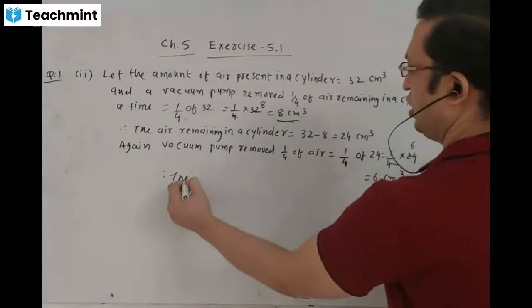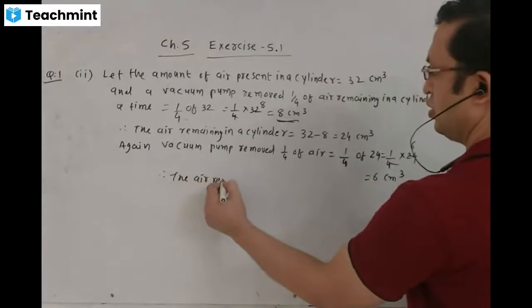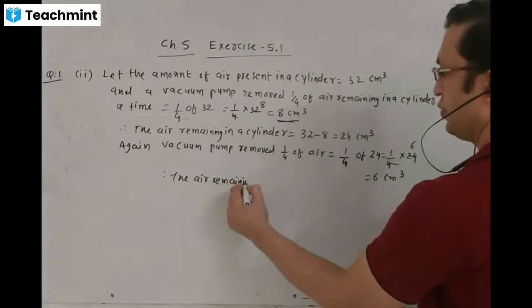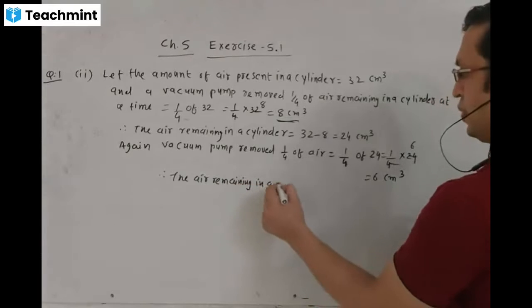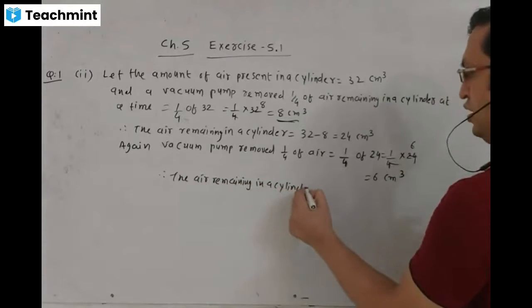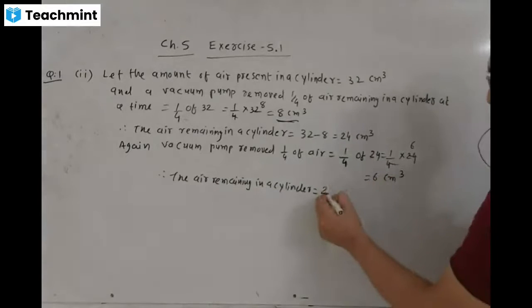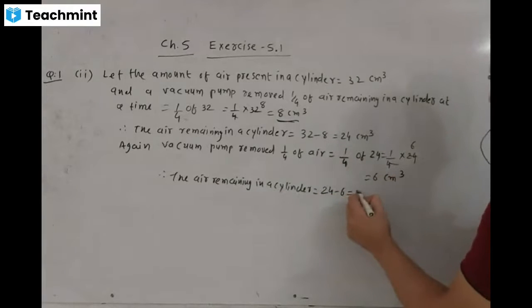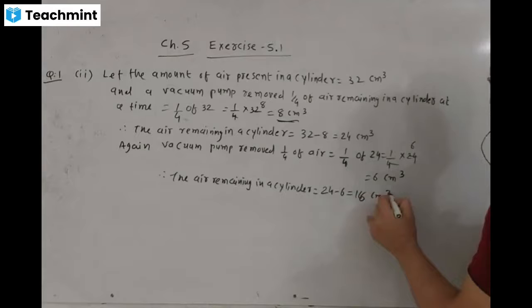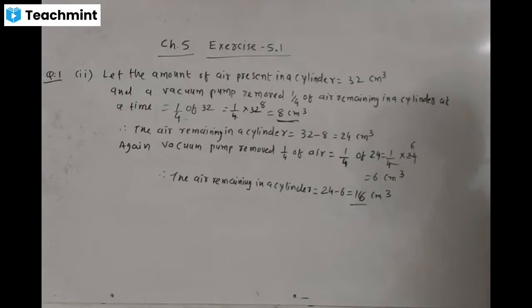Therefore, the air remaining in the cylinder is 24, out of which 6 is gone, that is 24 minus 6, equal to 18 centimeter cube of air present in the cylinder.